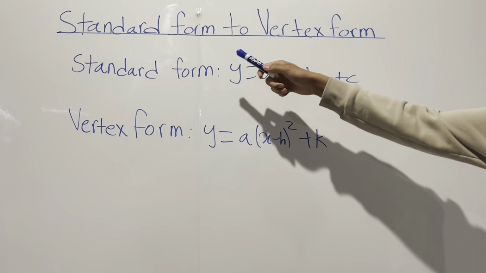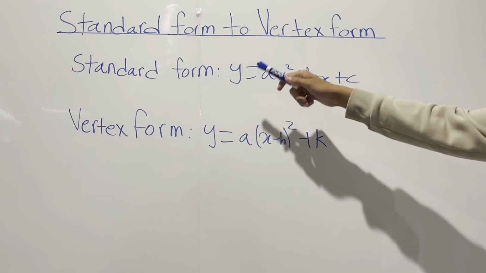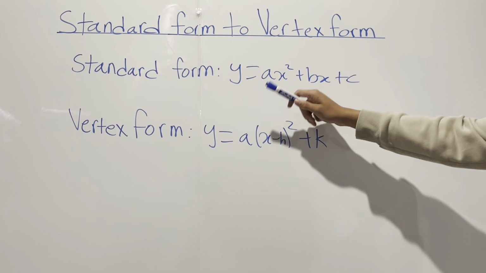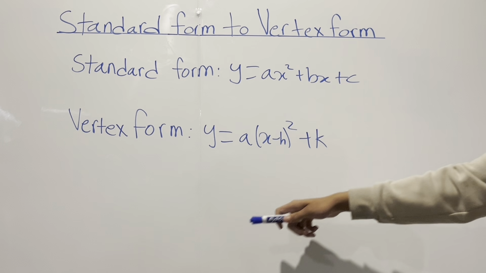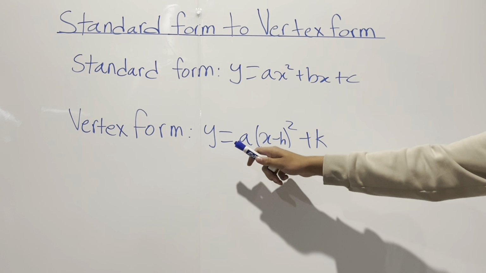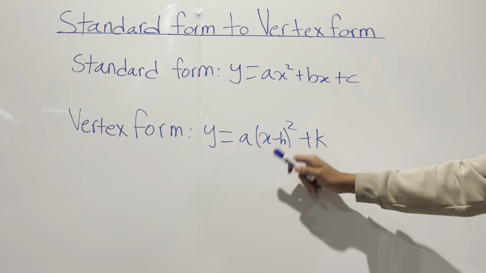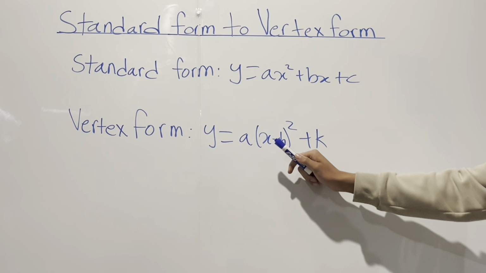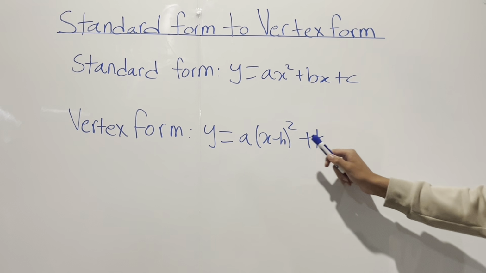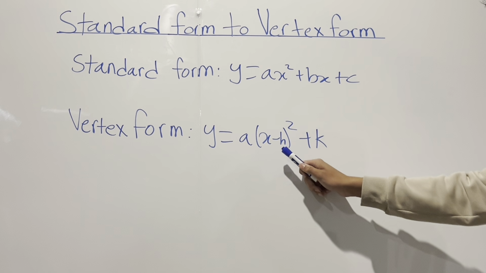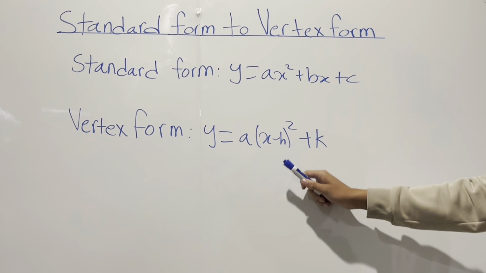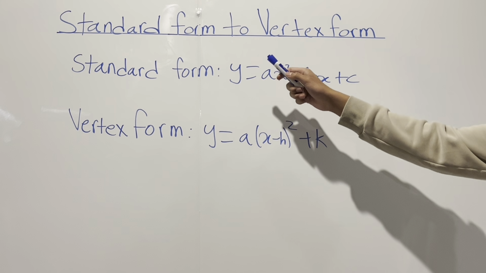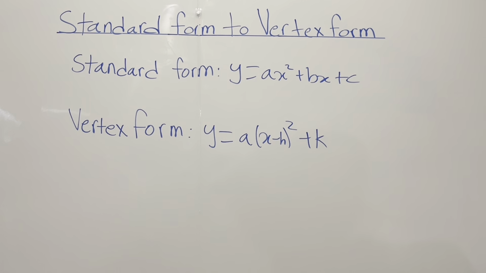Okay, let's see how to convert standard form equations to vertex form equations. Standard form equations are in the form y equals ax squared plus bx plus c, and vertex form equations are in the form y equals a(x minus h) squared plus k. It's called vertex form because it tells you exactly the coordinates of the vertex: h is the x value of the vertex, and k is the y value. So let's see how to transform standard form to vertex form.